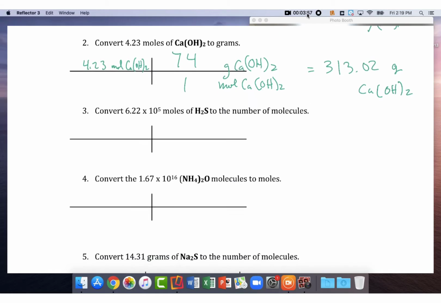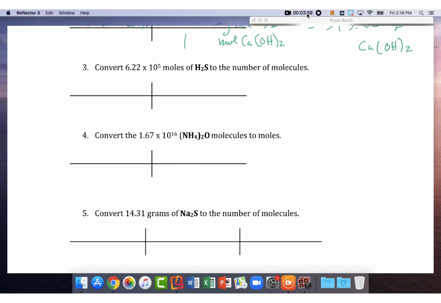Right? To our next problem. This time we have moles. Convert the number of moles. Just because it's in scientific notation doesn't mean that it's the number of molecules. That says moles to the number of molecules. All right. So this time we're going to go from moles. 6.22 times 10 to the 5th moles. And this is going to be molecules. I'm just going to put a number sign.